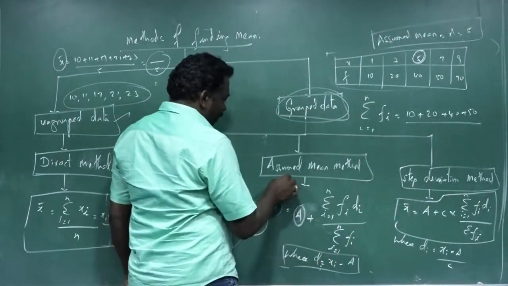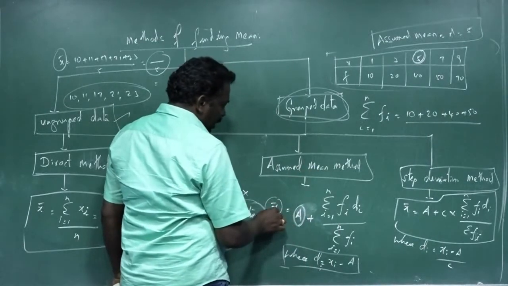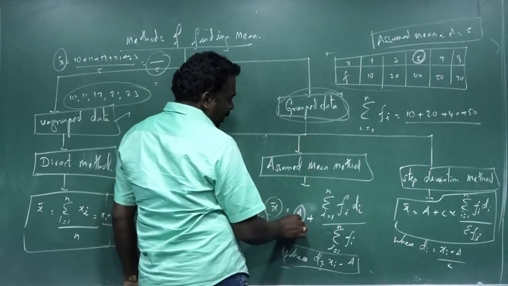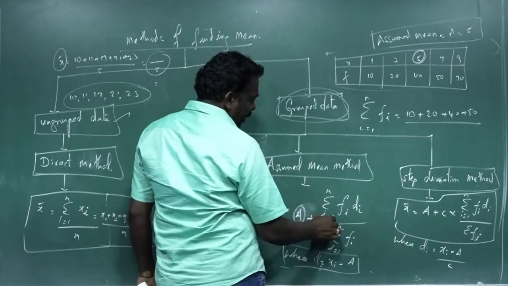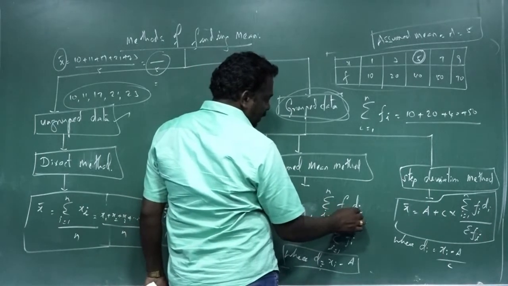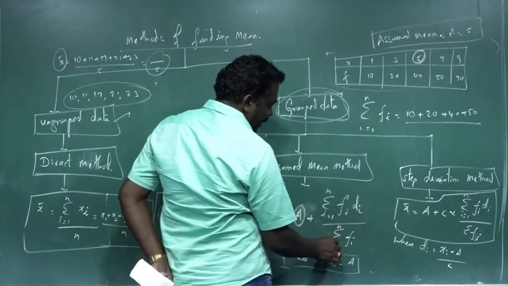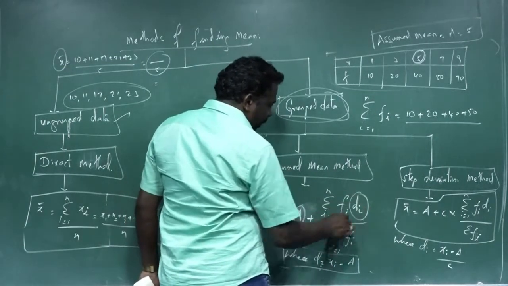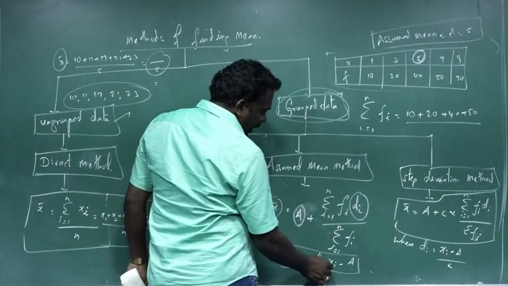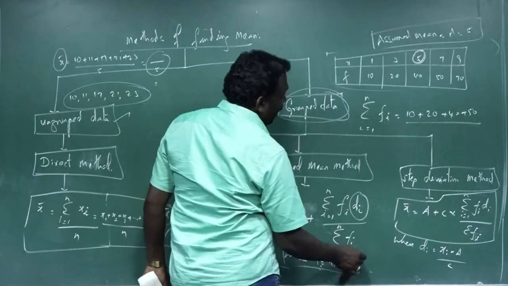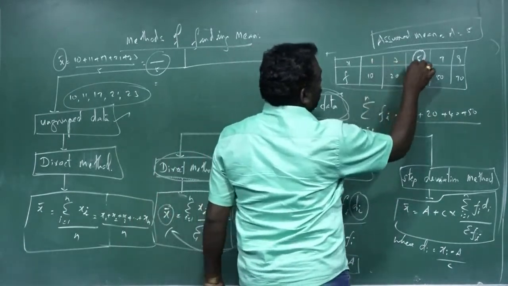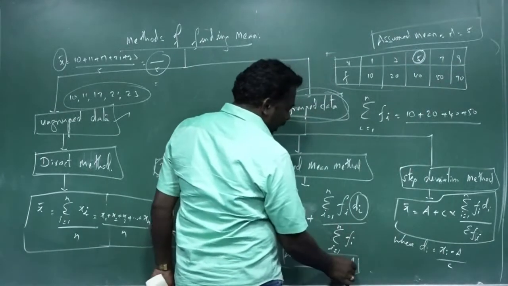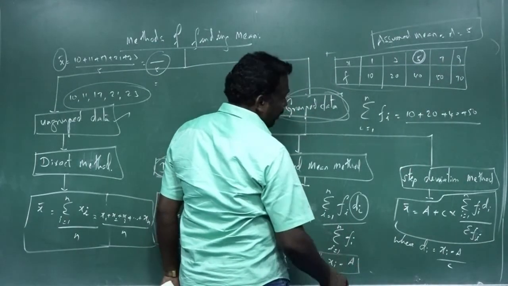Now, applying the assumed mean method, x bar is called the mean, which is equal to a, called the assumed mean, plus the summation, i takes values 1 to n, of fi di, divided by the summation, i takes values 1 to n, of fi. Here d is called the deviation, xi minus a. Xi means x1, x2, x3, x4, x5, and we subtract the assumed mean from the x value.